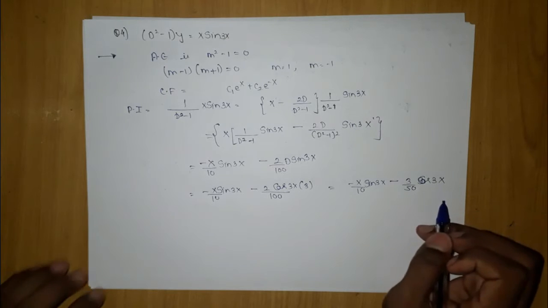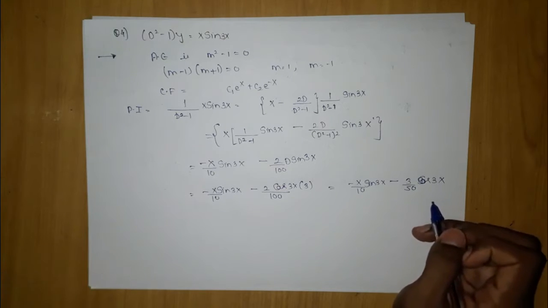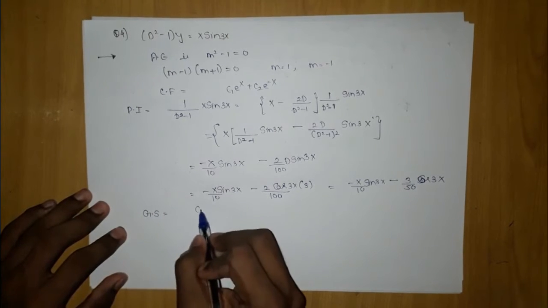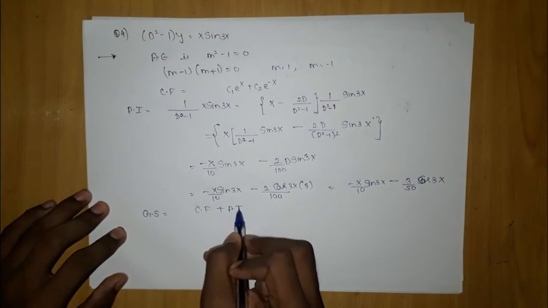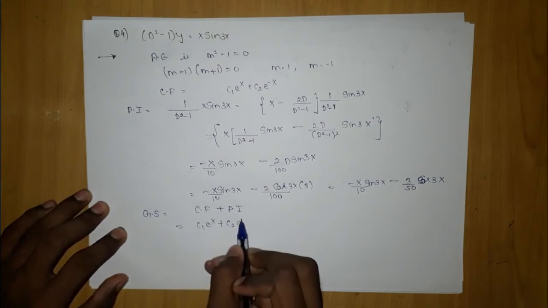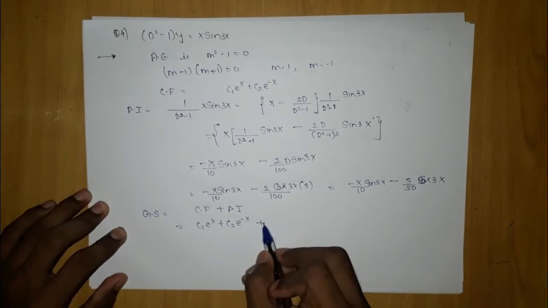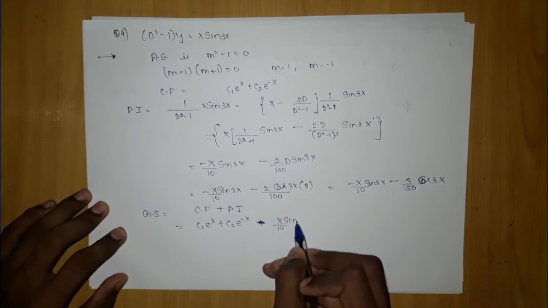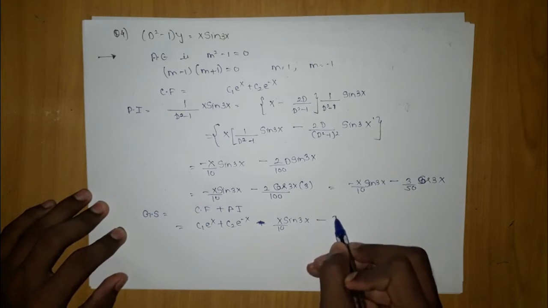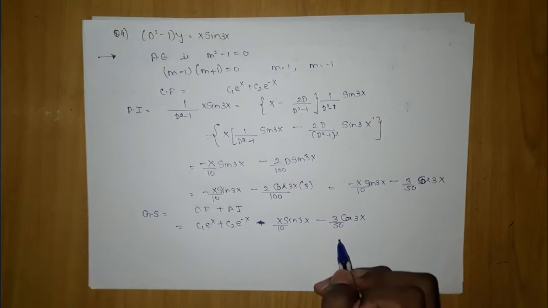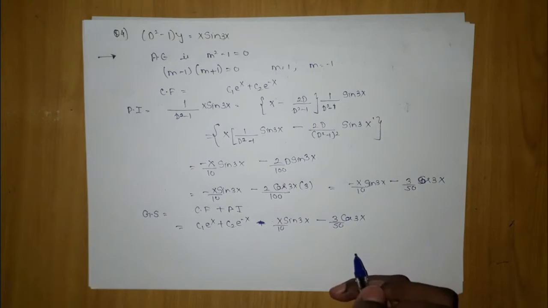Now we are going to write the general solution, which is the complementary function plus particular integral, which will be c1 e to the power x plus c2 e to the power minus x plus, sorry, here we will write minus x by 10 sine 3x minus 3 by 50 cos 3x. So this is our answer. Hope you have understood each and every step properly. Now let's move on to the next question.